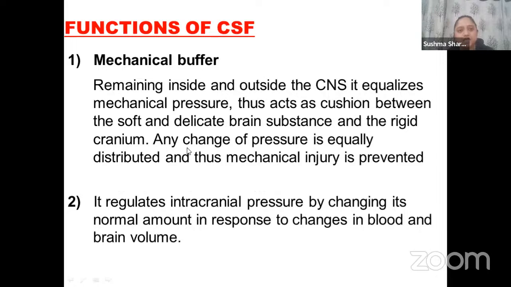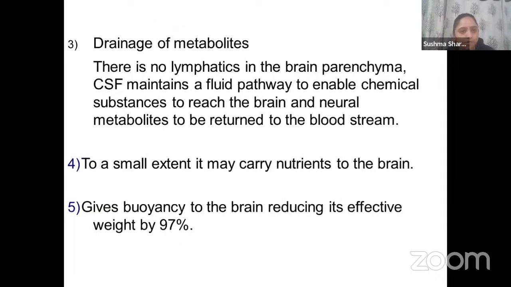Main functions of CSF. Let's look at the functions of CSF. It acts as a mechanical buffer. Imagine, guys, it's like a water bag that is sitting on top of my brain. Even when there is any concussion or anything, it protects my brain inside. It regulates the intracranial pressure by changing its normal amount in response to changes in blood and brain volume. Of course, it helps in the drainage of metabolites. To a small extent, it may even carry nutrients to the brain, and it gives buoyancy. Your brain is not exactly stationary. Right now it is floating inside your cranial cavity in the CSF.